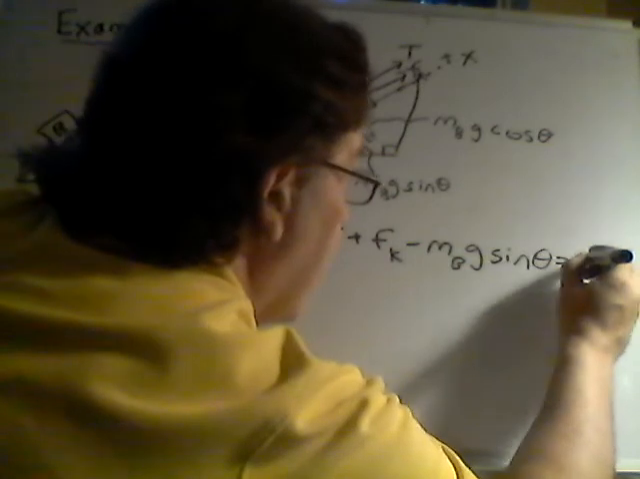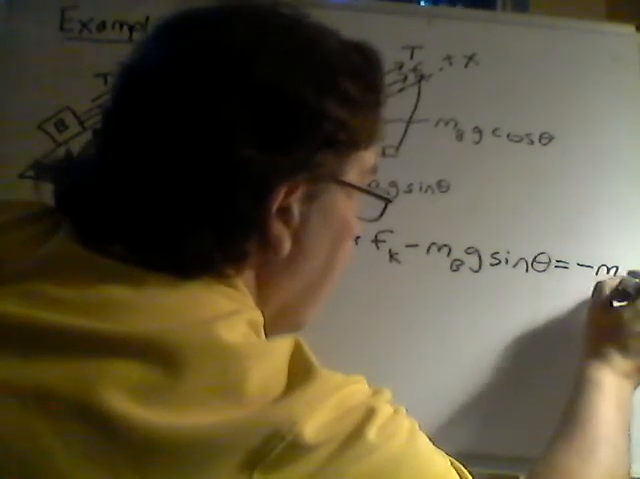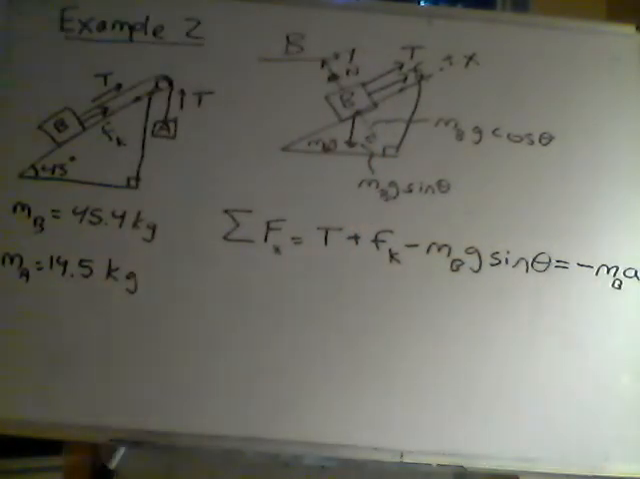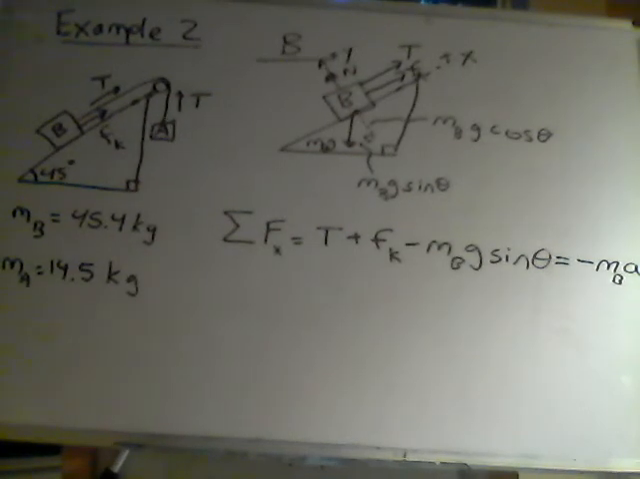So negative m sub b a. All right, so that's what that says. So again, I'm making the assumption. Now, A is just a magnitude at this point when I'm making this assumption. So I'm making the assumption that A is going down, has an acceleration down the incline.